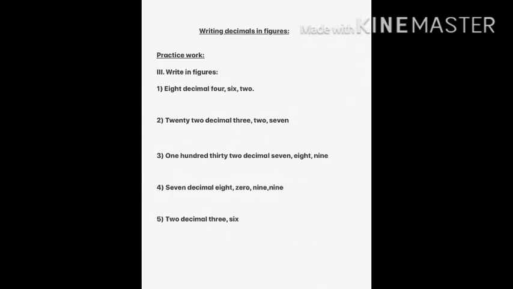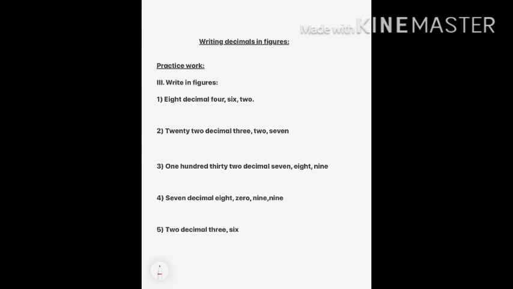Okay. Now writing decimals in figures. That means this is the decimal number written in words. You have to write in figures. How to write in figures? First, what is written? 8 decimal. That means 8 is before decimal. That means 8 is a whole number. So I will write here 8. Then I will put a decimal point. Now what is written? 462. So I will write it as 4, 6 and 2. Simply.